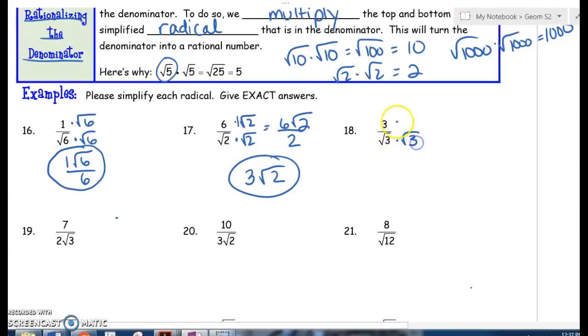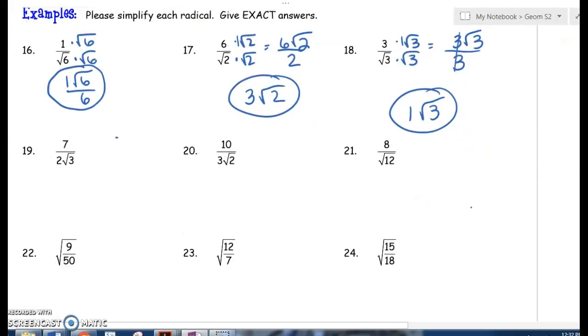18, same idea. You can multiply the top and bottom by root 3. On the bottom, root 3 times root 3 is 3. On the top, you cannot multiply the 3's to make 9. Technically, that's a 1 root 3, so you end up with 3 root 3. Now, the 3 on the top and the 3 on the bottom, those can reduce. 3 over 3 is 1 root 3. The 1 is optional, but that's going to be your answer.